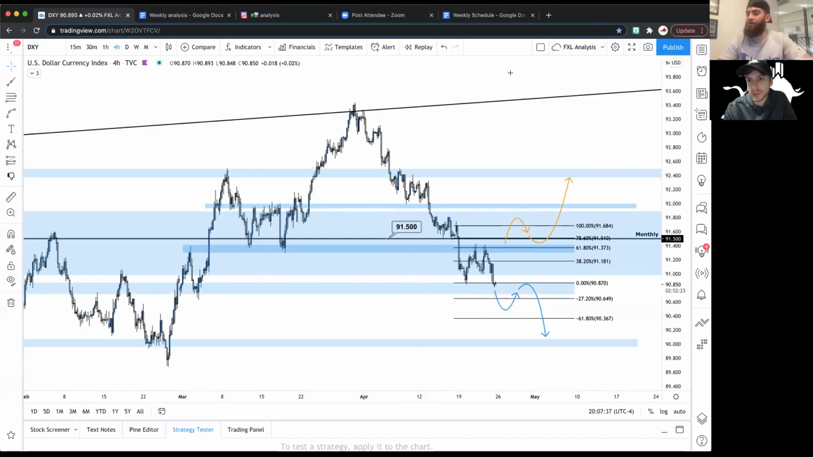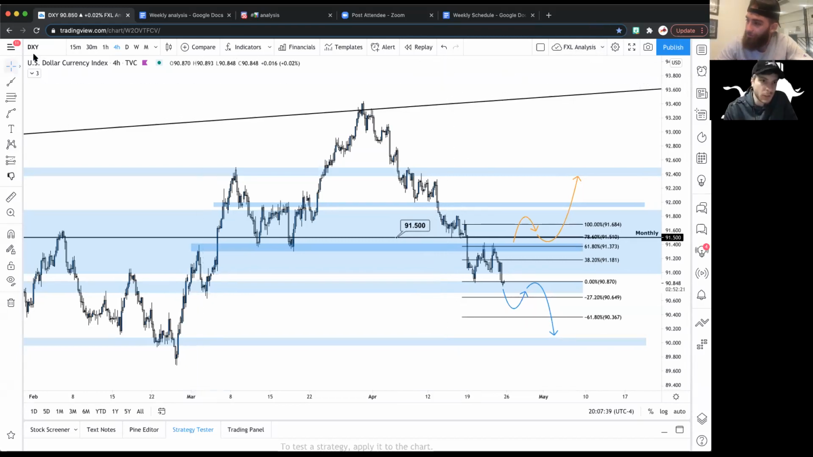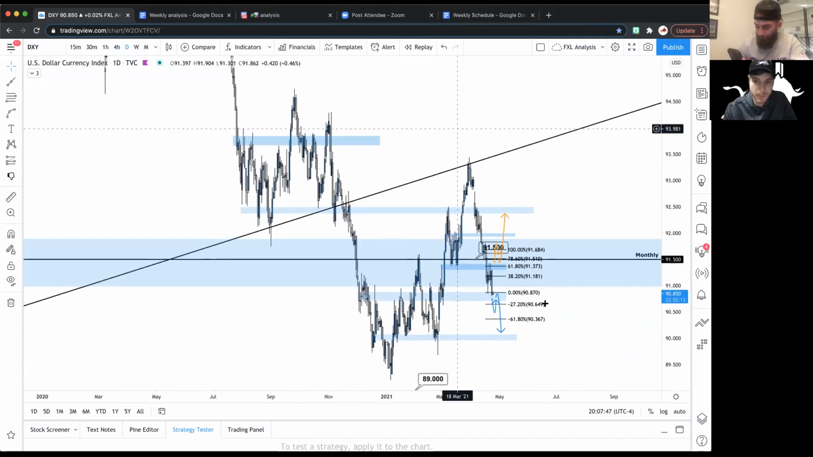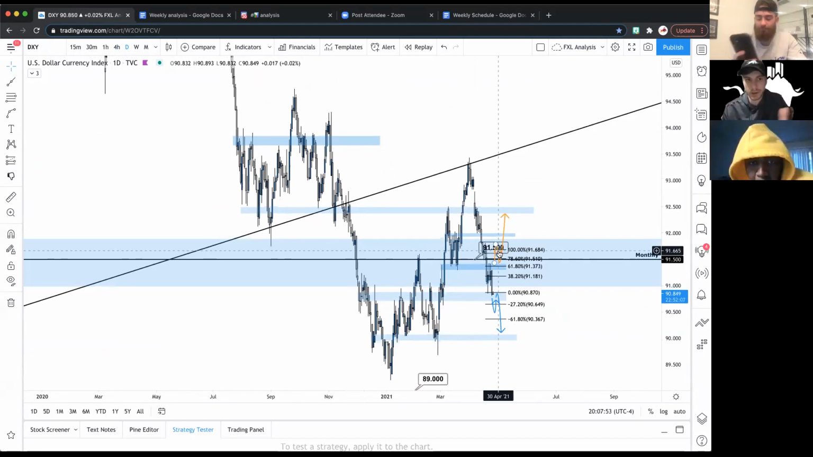All right, guys. So for those of you that have been here before, you know we always start with the dollar. DXY is the symbol here. And what we're going to do, for pretty much every pair here, is assess the overall trend, drop down to the lower time frames, and plan out, based on the 4-hour, how this week could potentially play out.